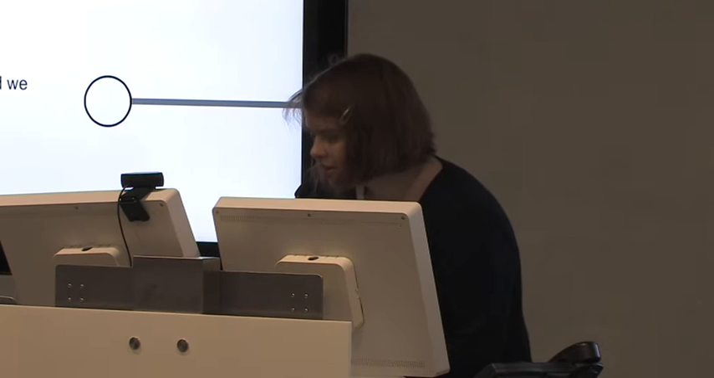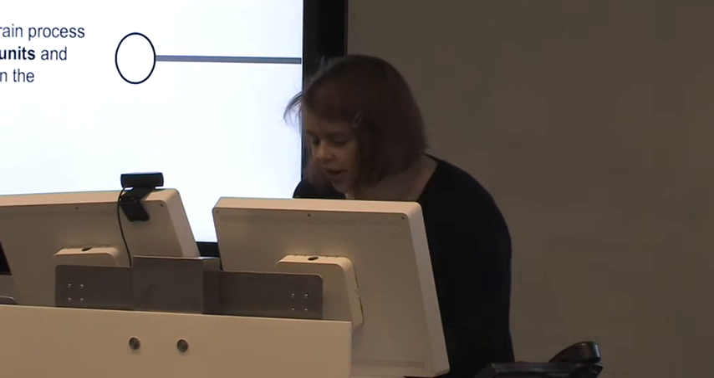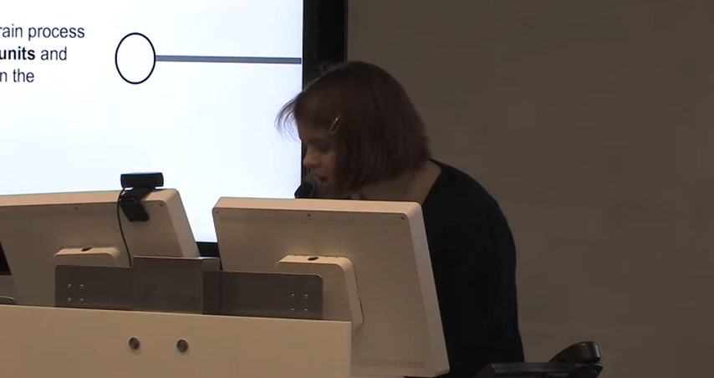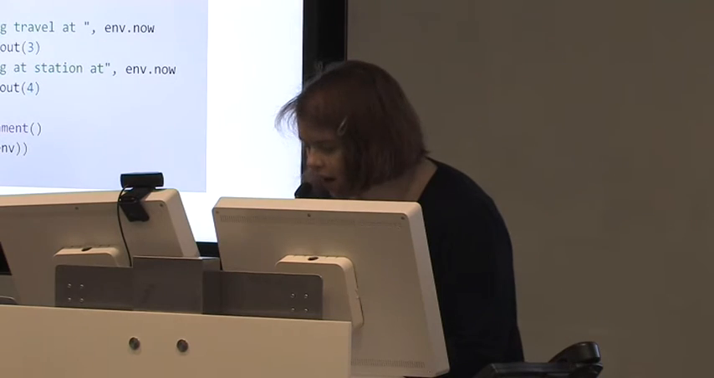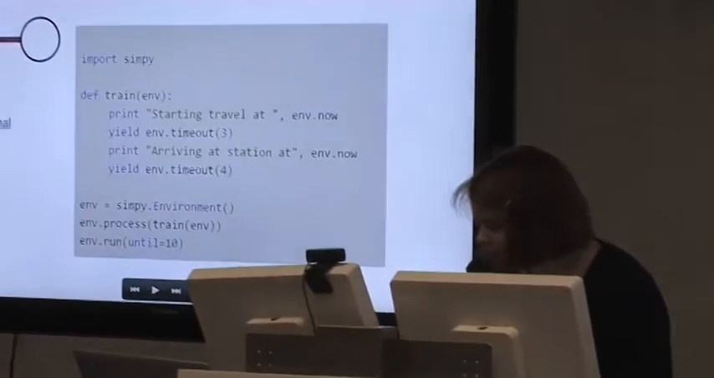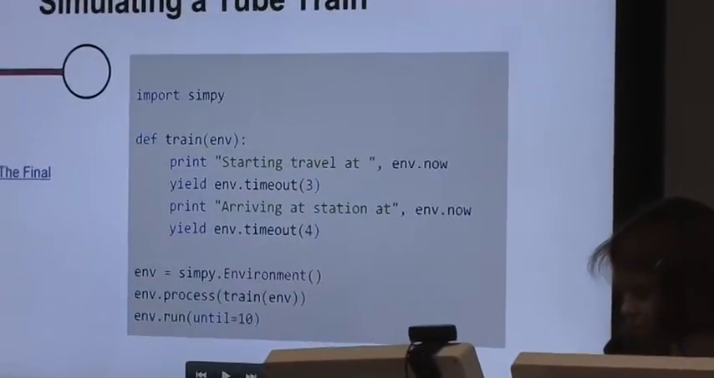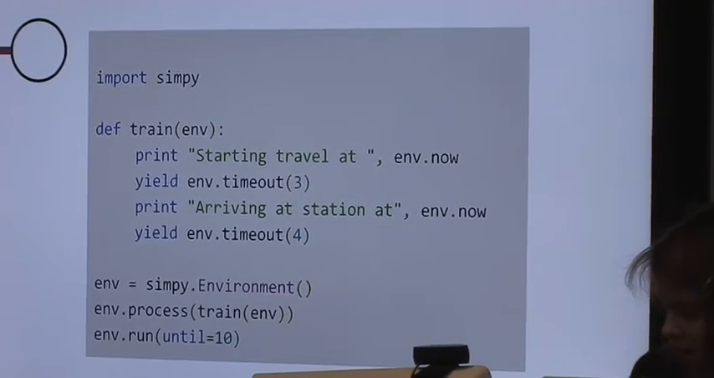So if you want to create a simple simulation of the London Underground, we might want to create a train process. So let's create a simple train process that is going to travel between stations for 3 time units and then spend 4 time units on the platform boarding commuters. So here is the high-level overview of how that's going to happen. You're going to import SimPy, you're going to create a generator function, which is going to be your process, and then you're going to do some other magic to get the simulation started. And I'll go through this in detail.